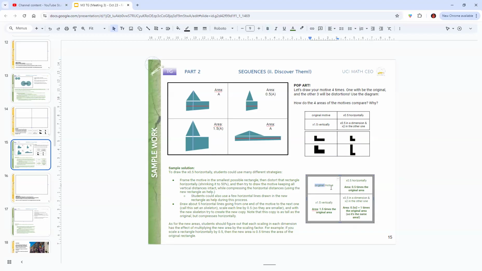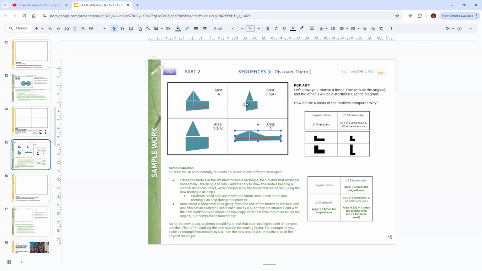The original is the original. The area is that area. This copy here will have half the area of the original. This copy on the bottom left will have 1.5 times the original. And the most surprising and nice part is this one, which looks so different because of the distortion. Since it's a 0.5 and a 2, there's a compensation effect that actually gives you the same area as the original shape. So these 2 motifs have the same area.